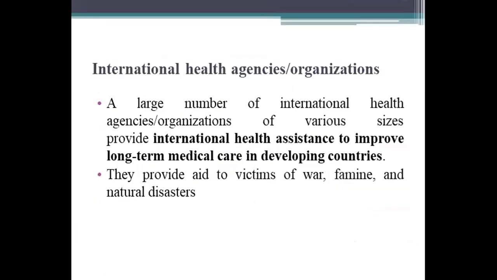International health agencies or organizations. A large number of international health agencies or organizations of various sizes provide international health assistance to improve long-term medical care in developing countries. The main aim is to provide help to victims of war, famine, and natural disaster, especially in developing countries, and international health organizations predominantly provide long-term medical care.